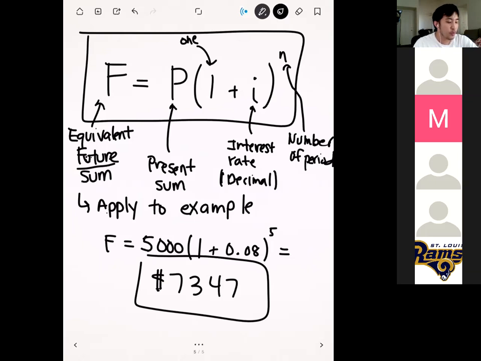And so you can think of this formula as the single payment compound interest formula. So if you want to find an equivalent lump sum of money for something that you have right now, and you know your interest rate and you know the number of periods, then you compute an equivalent amount of money in the future that's worth the same amount as you have right now. Any questions on this before we move on?